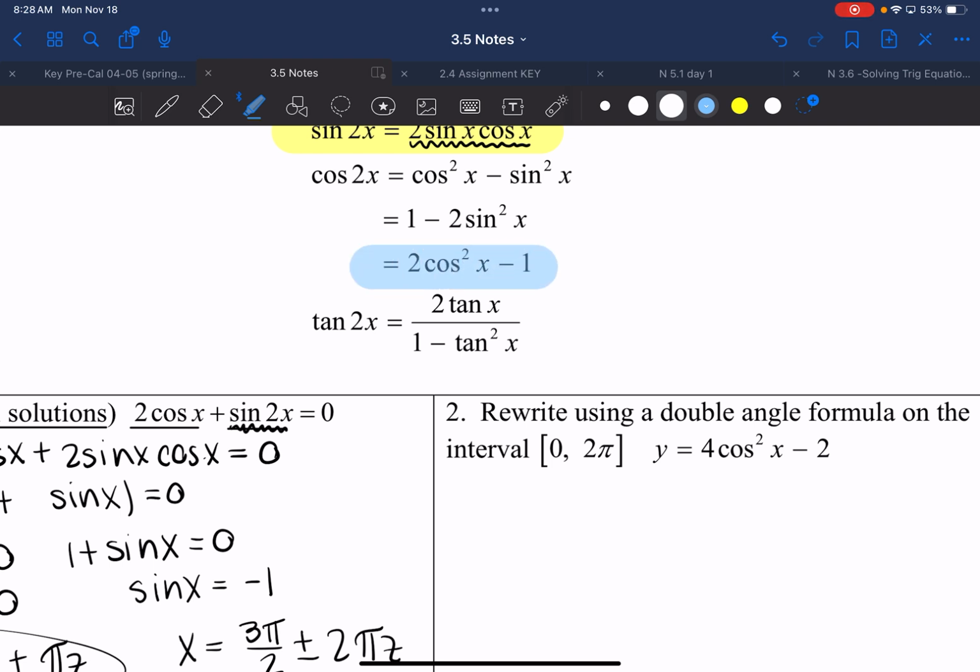Right, this one right here, that 2 cosine squared minus 1. How could I make it look exactly like that? Exactly, so let's do that. So if I factor out a 2, I'll have 2 cosine squared of x minus 1 equals 0, right?